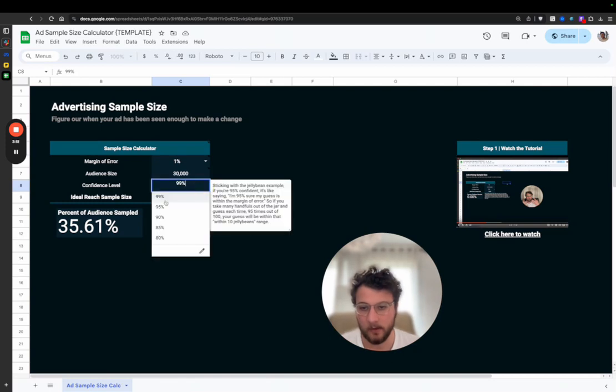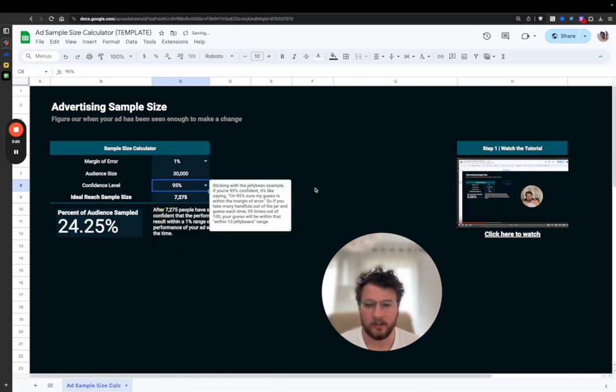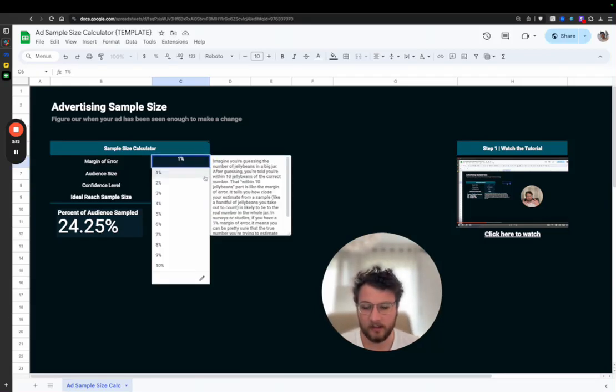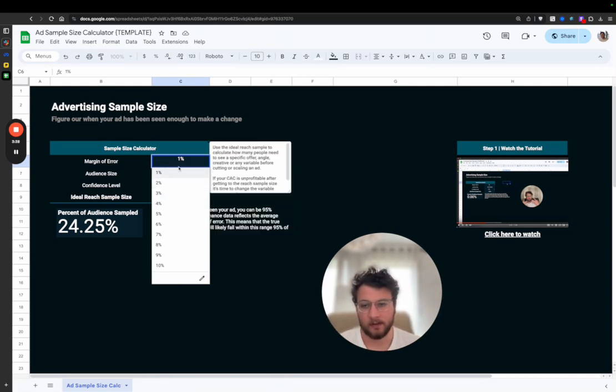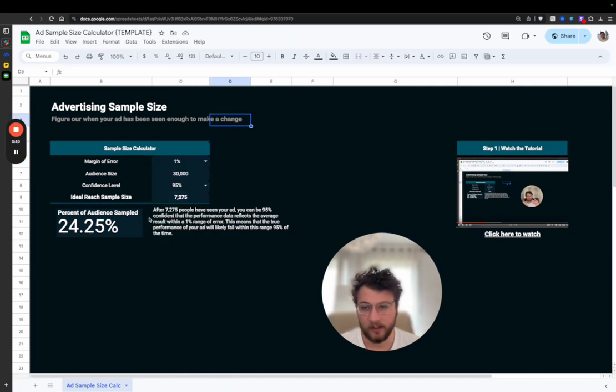Now, for most people the standard is 95% because it's very confident. Confidence level in this example is how confident you are, 95% of the time, that this margin of error will occur. And margin of error is plus or minus the percent that you're going to be off by, right? Anywhere from 1 to 5% margin of error is good, but we'll just choose 1% and 95%.